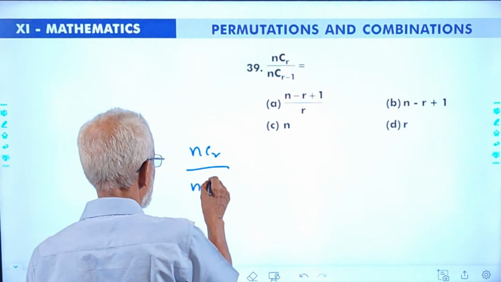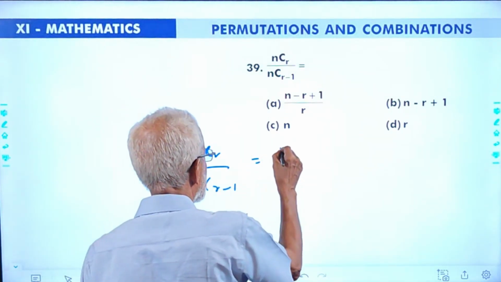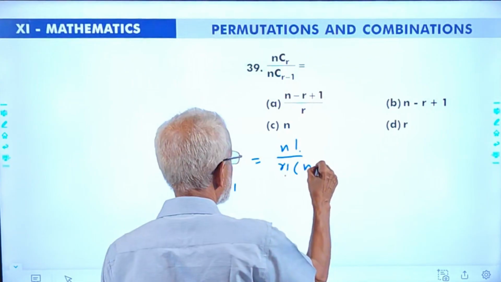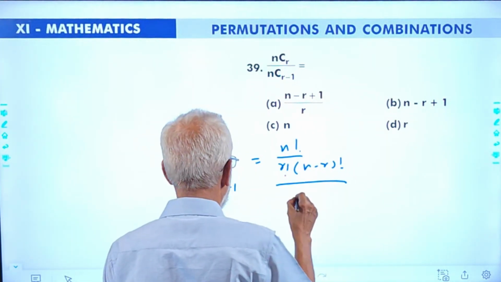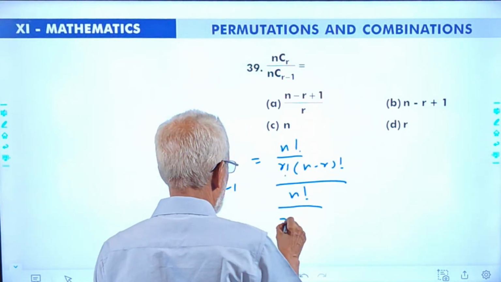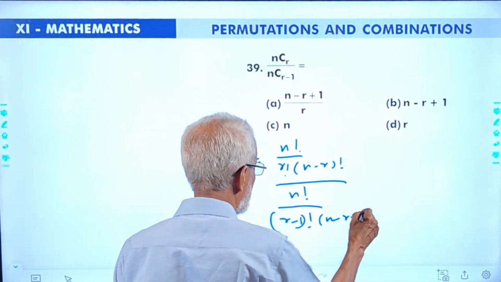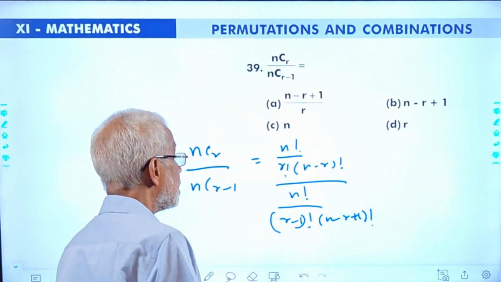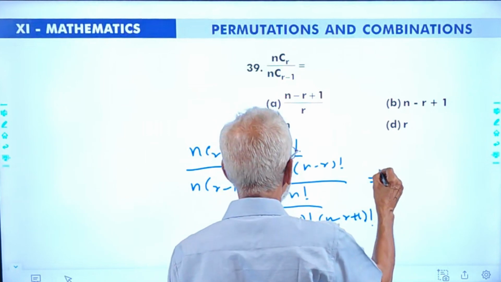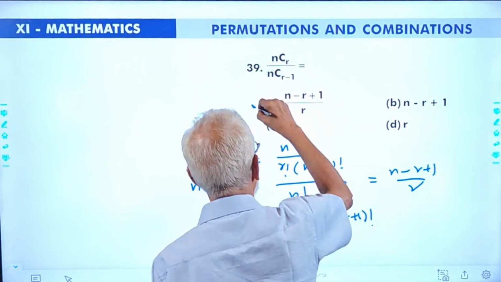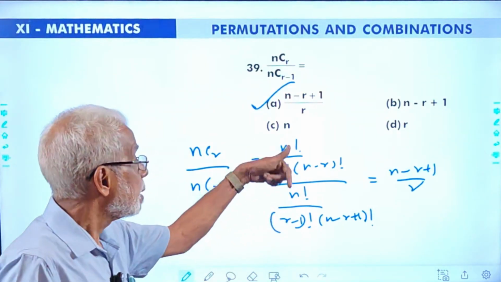NCR by NCR minus 1 is n factorial by r factorial into n minus r factorial, the whole divided by n factorial by r minus 1 factorial into n minus r plus 1 factorial. Simplifying, we get this is equal to n minus r plus 1 by r. The correct choice is A choice.